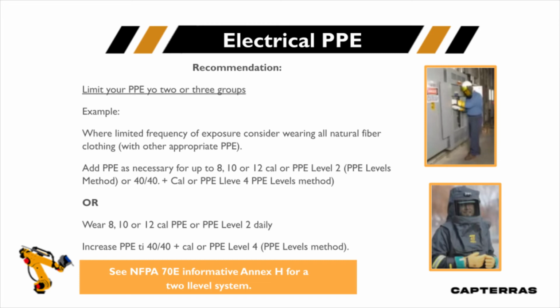So you could just put on an 8, 10, or 12 cal system, or go up to a 40 or 40 plus cal system. Or you might want to wear 8, 10, or 12 cal all day long with a shirt and pants, and then put on the extra PPE, like the face shield and so forth, and increase to 40 or 40 plus cal PPE as you get into the higher exposures. Generally we want to keep the program simple and make sure people understand it. The less complex, the better.